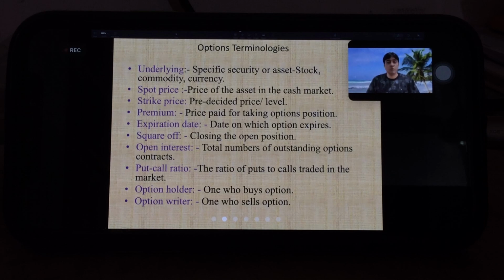Square off means closing the open position. Open interest is the total number of outstanding option contracts. Put call ratio is the ratio of puts to calls traded in the market. We are going through the terminologies at present. Option holder is one who buys the option and option writer is one who sells the option or shorts the option.